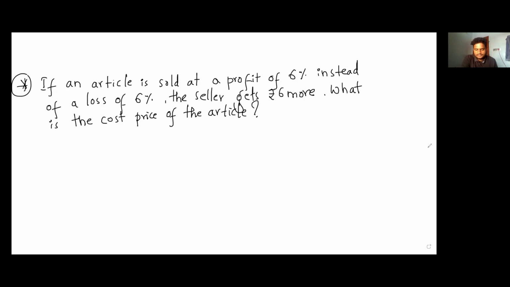How to solve this? This is a very different kind of sum. Look here. Article was sold at what?